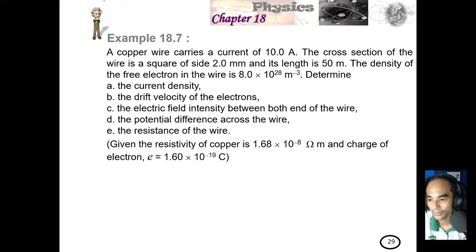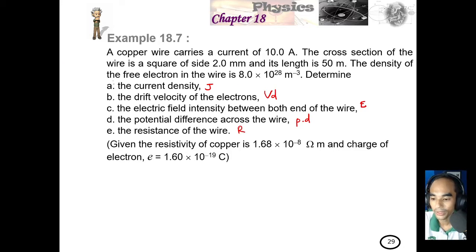I can say that number 1 is asking for the current density, denoted by J. The drift velocity is Vd. The electric field intensity between both ends of the wire is E. The potential difference across the wire is V. And the resistance of the wire is R.